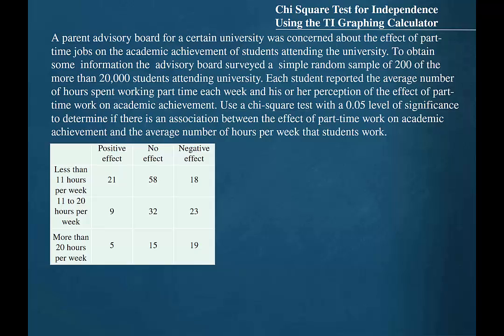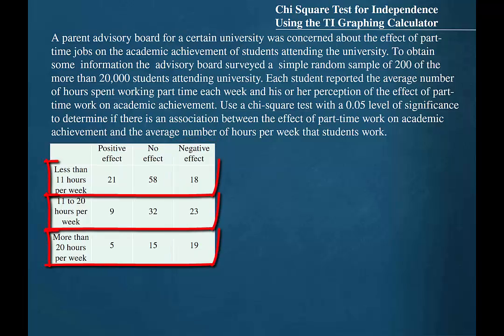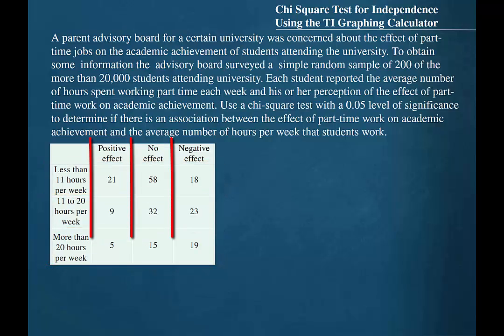Students were asked how many hours per week they worked, and then they were organized into groups: less than 11 hours per week, 11 to 20 hours per week, and more than 20 hours per week, and their response to a question about whether or not it affected their academic performance. Some said there was a positive effect, some said there was no effect, and some said that it had a negative effect on their performance. An important thing for us to remember about this table is that it contains 3 rows and 3 columns.